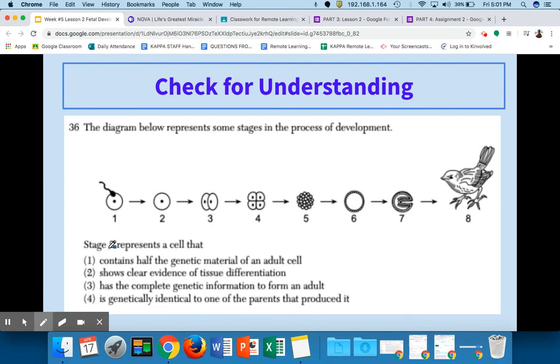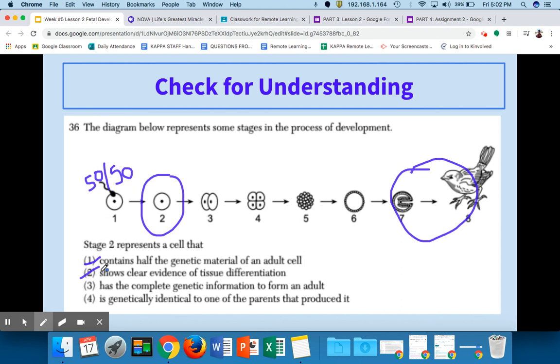So let's think about number 1, contains half the genetic material. If we're looking at stage 2, the sperm and egg have already met. And we know that 50% comes from mom, 50% comes from dad. So this can't contain just half the genetic material. That does not make sense. Does it show clear evidence of tissue differentiation? Well, we just talked about that differentiation happens between these two stages. So it can't be 2.